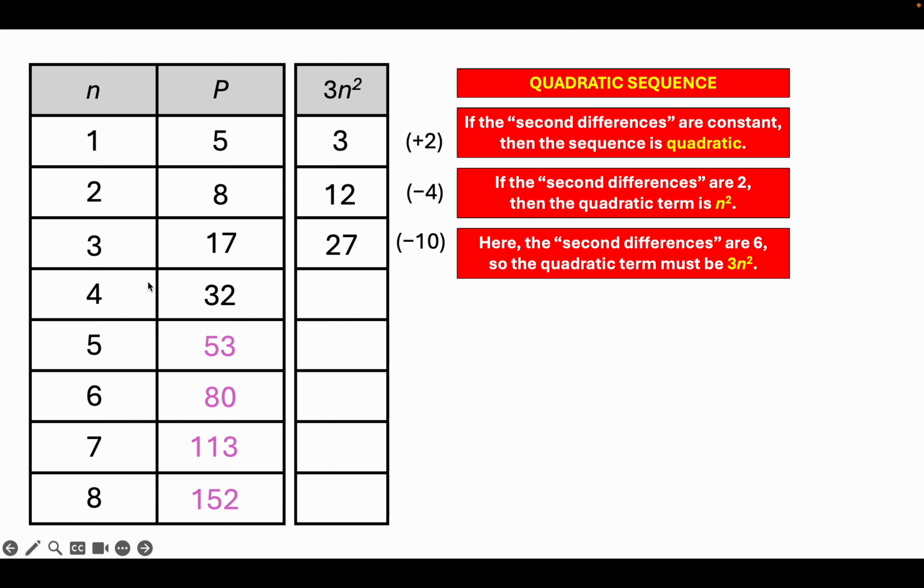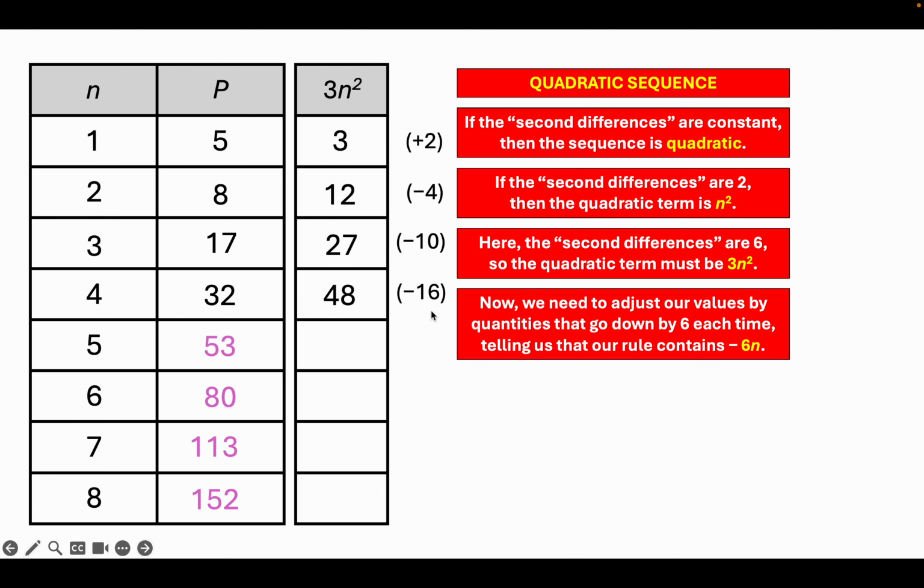Next one. 3 times 4 squared is 3 times 16, which is 48. But I actually wanted to get 32. So to get to where I'd want, I'd need to take away 16 from that. So I notice that these numbers I'm needing to adjust it by are going down by 6 every time. So because they're going down by 6 every time, that tells us that the rule must contain a minus 6n, because for every 1 that the n's are going down, we're wanting to adjust it by minus 6.